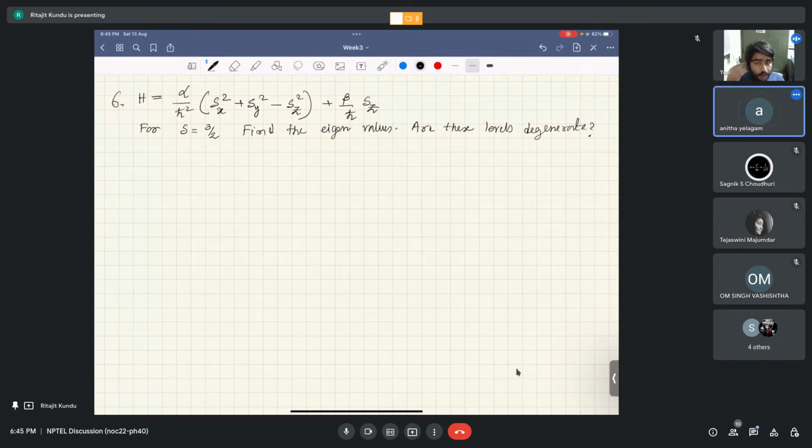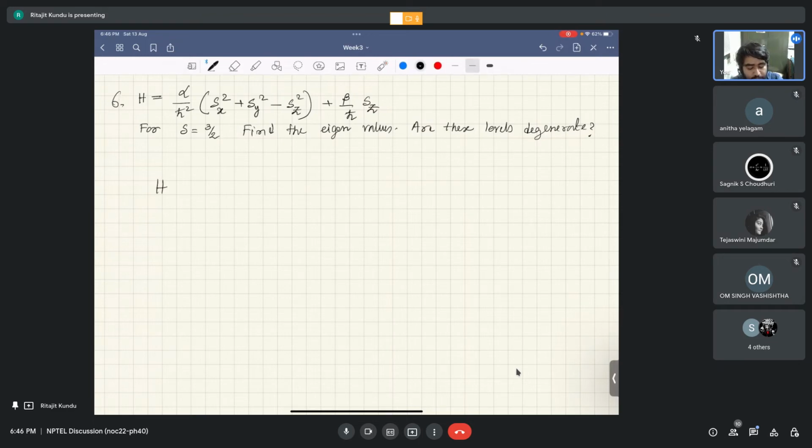All right, so let's look at this Hamiltonian. This looks a fair bit complicated, right? This is a spin 3/2 Hamiltonian. Now I am asking you to calculate the eigenvalues, and once you have calculated them, you can also look at whether these levels are degenerate, meaning whether some of the levels have the same energy.